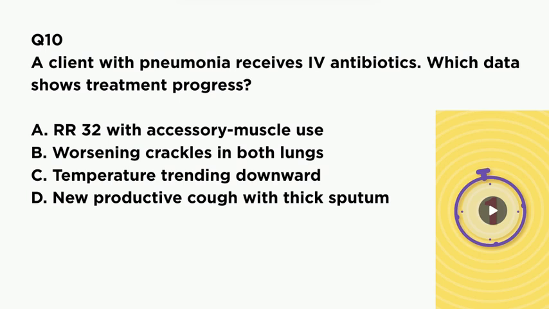So the correct answer for question number 10 is letter C. A falling temperature indicates improving infection control. Letter A is incorrect because rapid breathing and accessory muscle use signal worsening work of breathing. B is also incorrect because worsening crackles show poor air movement and persistent consolidation. D is also incorrect because new thick sputum suggests ongoing infection.